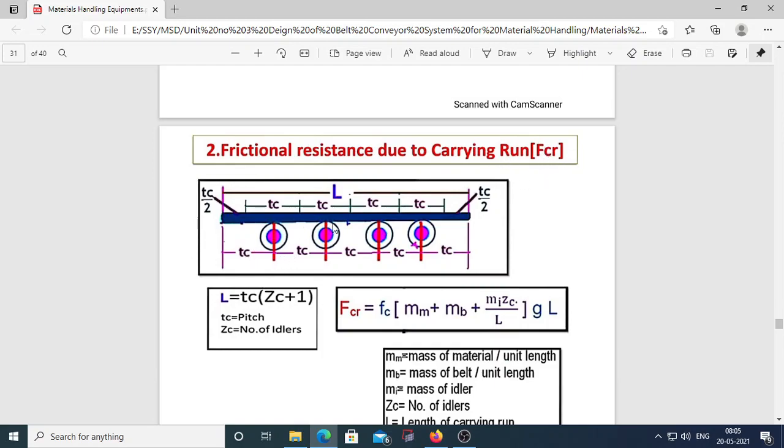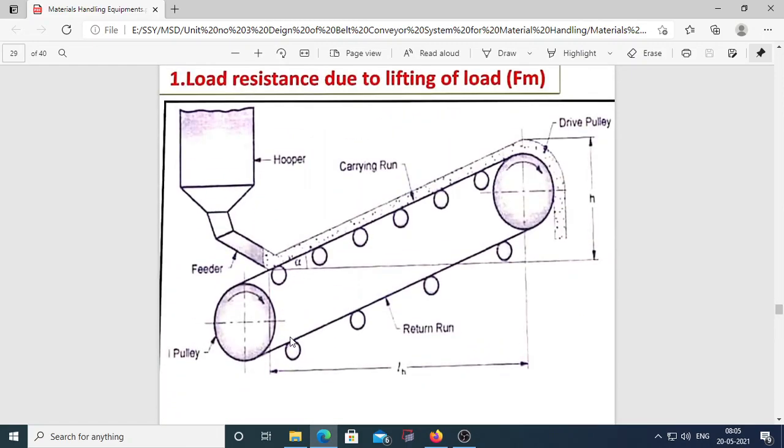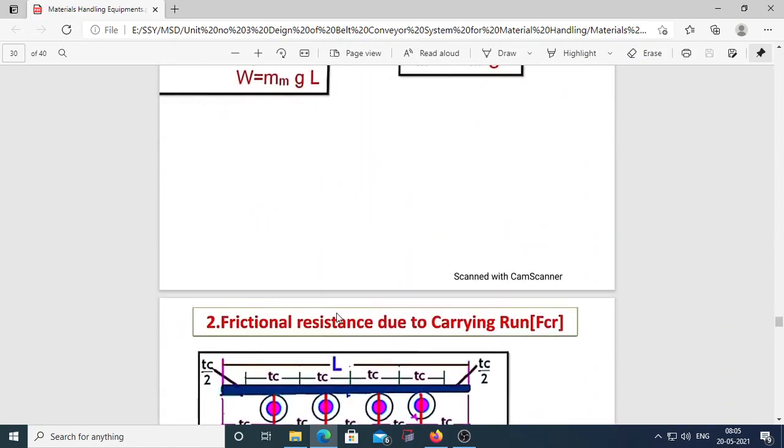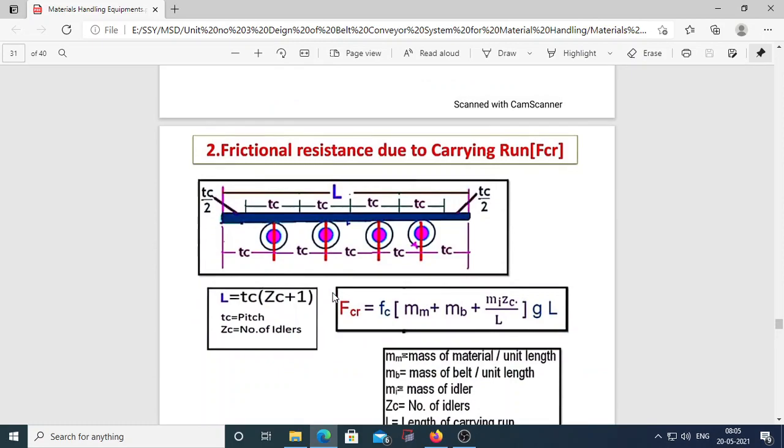Okay, see this figure. When the belt is moving over the carrying run and return run, we have seen this belt is running here as the carrying run and this is the return run. There are two runs, so we use a carrying run idler and a return run idler. The idler offers frictional resistance to the motion of the belt when they are moving. All of you getting? The idler offers the frictional resistance to the motion of the belt.